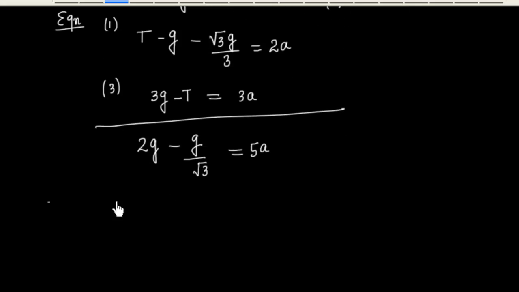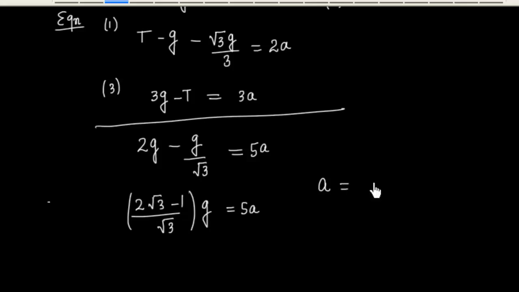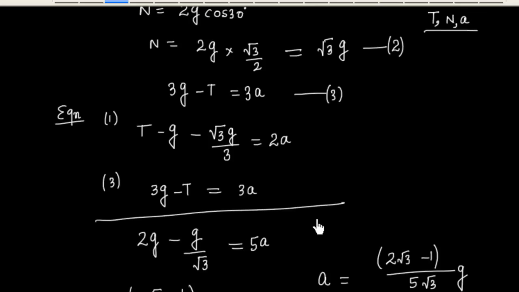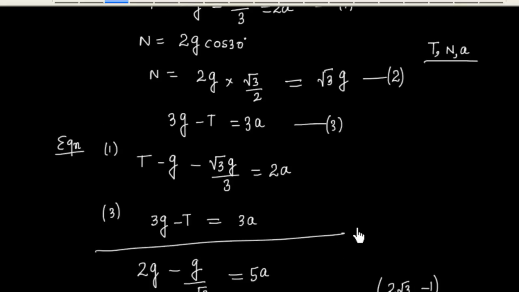So from here we can write this is 2 root 3 minus 1 divided by root 3 into z is equals to 5a. So acceleration is equals to 2 root 3 minus 1 divided by 5 root 3 into z. So this is the acceleration of the system. Now it is used to find tension. So if I see in any one of the equation, we can plug the value.